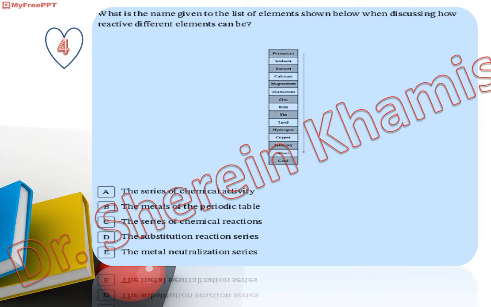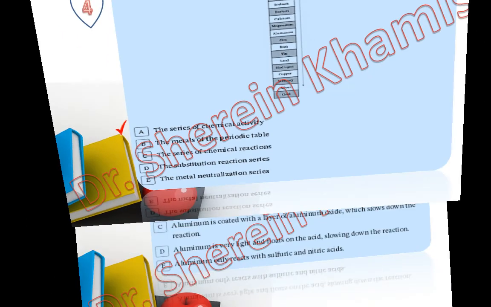So what will we call it? Series of chemical activity, or chemical activity series. The right name will be letter A, the series of chemical activity, or we can say chemical activity series. They are the same. Okay, let's go to question 5.